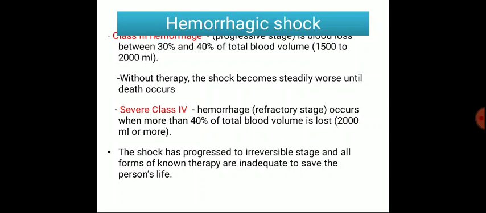Class 3 hemorrhage, progressive stage. The blood loss is between 30 to 40% of total blood volume, that is 1500 to 2000 ml. Without therapy, shock steadily worsens until death occurs.